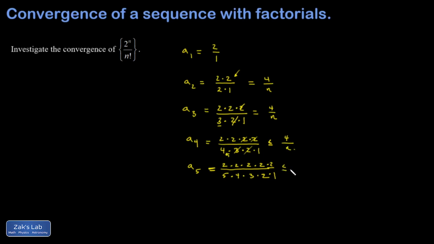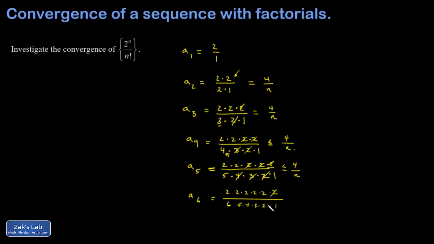Let's continue this process to see if it remains true and if we can really convince ourselves of this inequality. I'm going to cancel those 2's, and then I'm going to say, well, 2/3 is less than 1, but 2/4 is less than 1. And so I end up with a5 being less than 4 over n. Again, let's do one more, and then it should really solidify the process. So I have 2 times 2 times 2 times 2 times 2 times 2. That's a lot of 2's. Over 6 times 5 times 4 times 3 times 2 times 1.